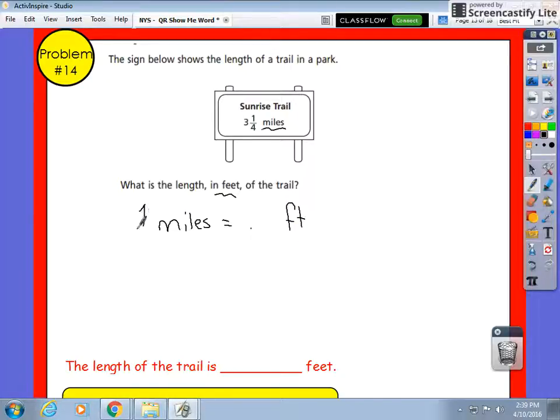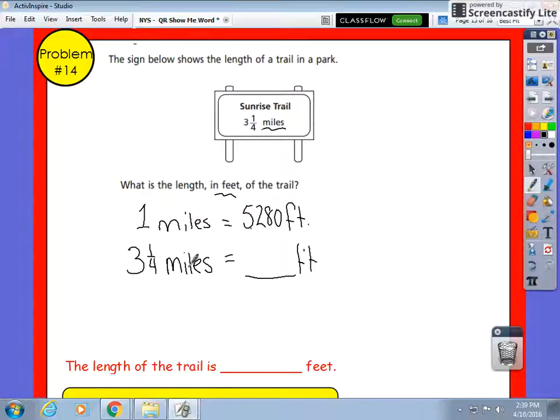Looking at your reference sheet, you will see that 1 mile equals 5,280 feet. So remember the strategy that you were taught. There's our conversion rate, and we want to match our units. We want to put miles on this side, and feet on this side. So we want to know what is 3¼ miles, and I want to know how many feet.